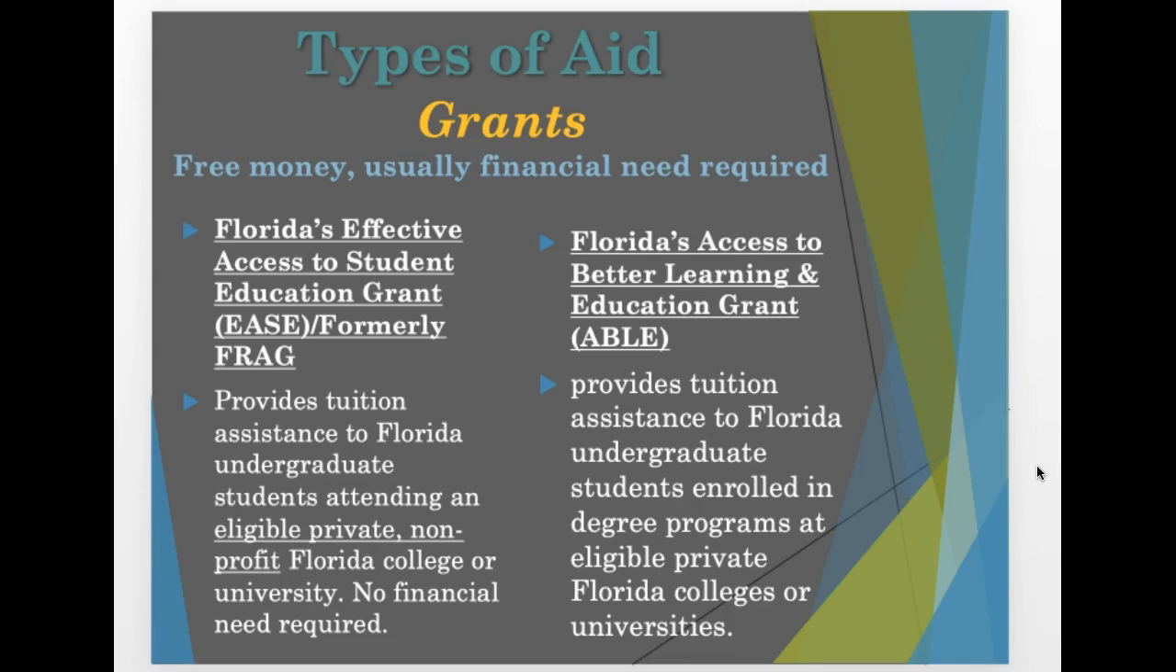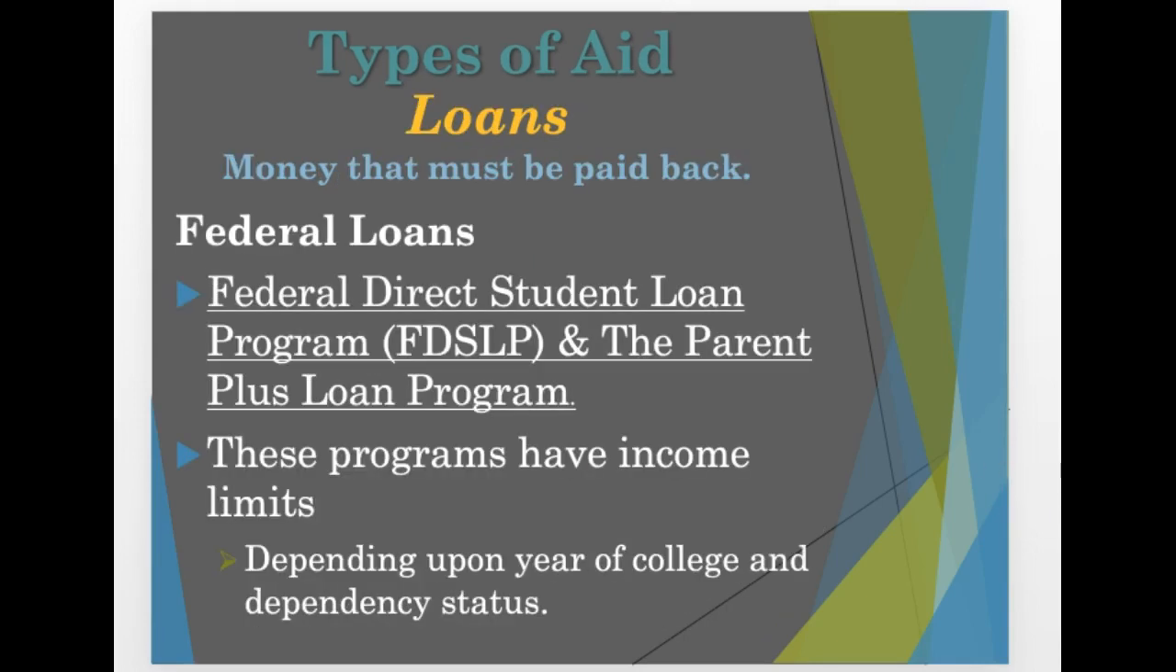Then we also have the Florida Access to Better Learning and Education Grant. This is also known as the ABLE grant. This provides tuition assistance to Florida undergraduate students enrolled in degree programs at eligible private universities and colleges. Okay, so those are two different grants based upon the students' enrollment in private colleges in the state of Florida. We also have loans.